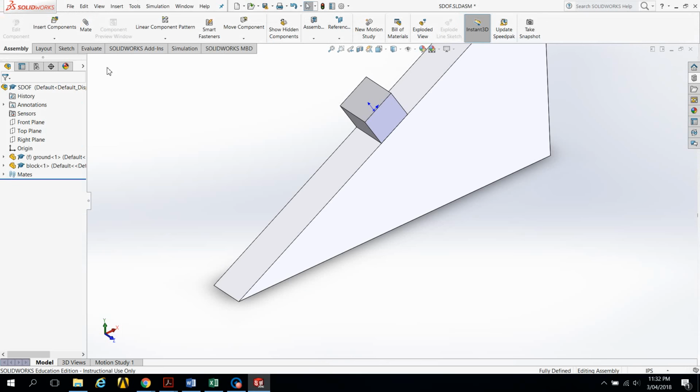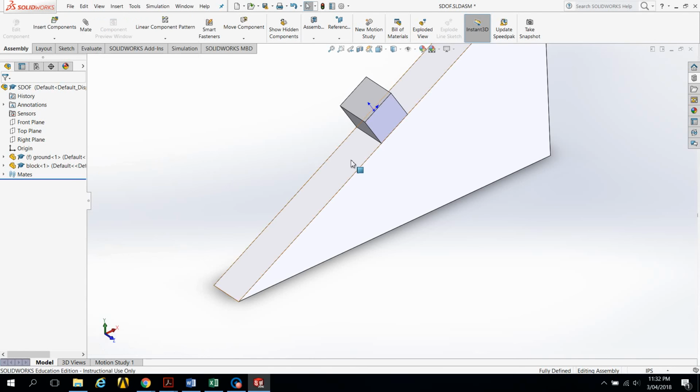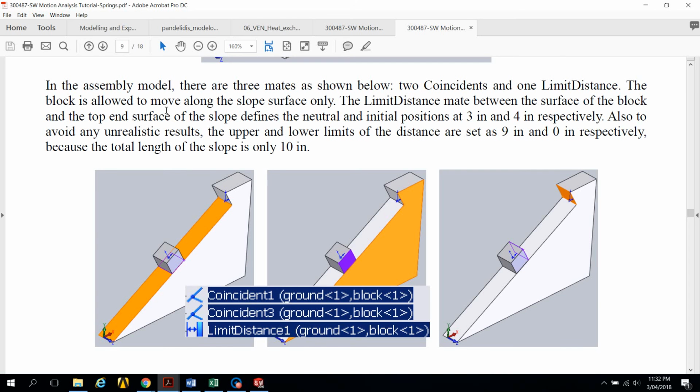Just remember first that we have to change the unit first. Edit, units can be found here. Just let me check if it's already in inches. Oh yeah, it's already defined as IPS. So okay, elastic model. We have 3 mates as shown, 2 coincidents and 1 limit distance.